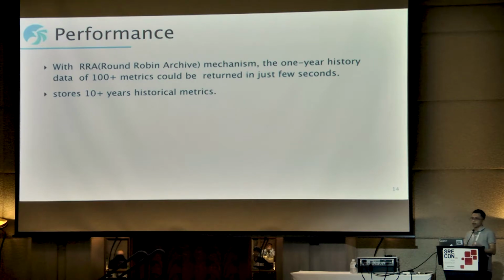Open-Falcon stores the data on local disk using the round-robin archive format. Benefiting from the round-robin archive format, one year of history data of over 100 metrics can be retrieved in just a few seconds. Historical data is saved after sampling, which means that the further back in time, the lower the data precision. Users can save more than 10 years of historical data without consuming too much disk capacity.